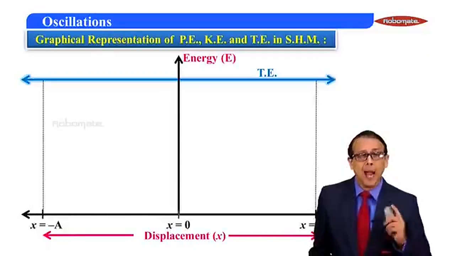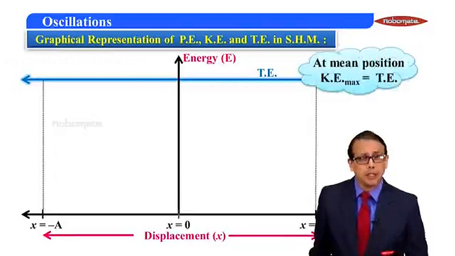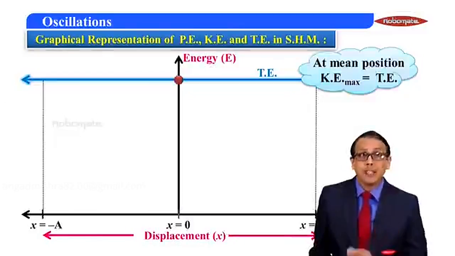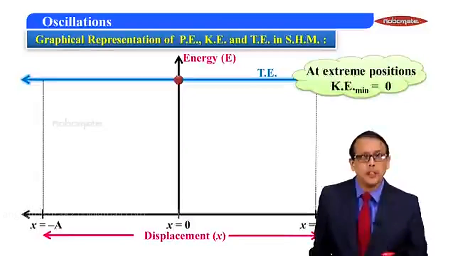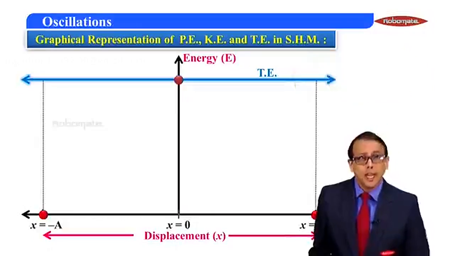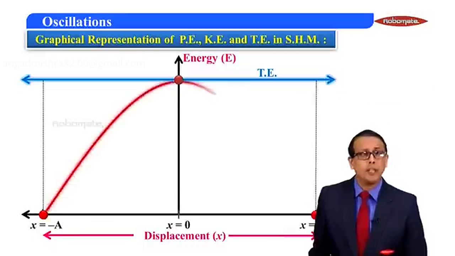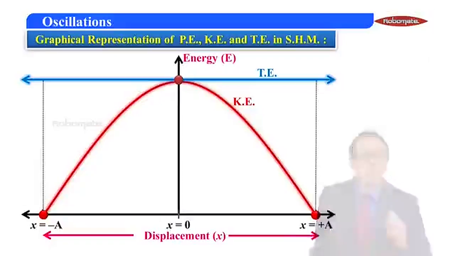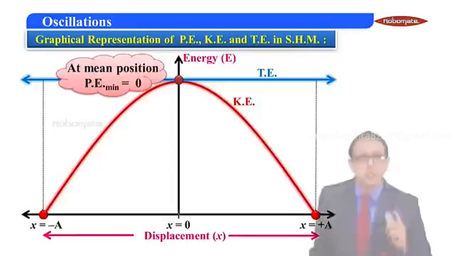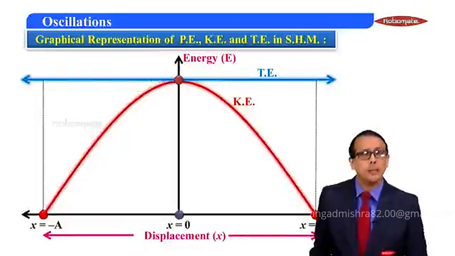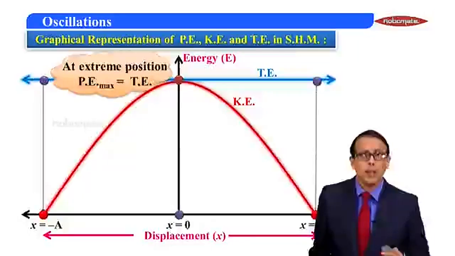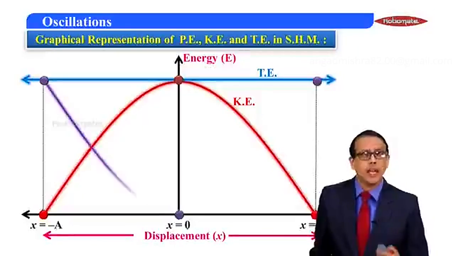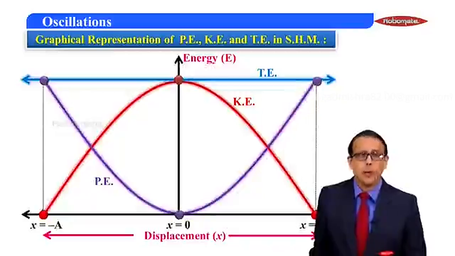Now, we know at mean position kinetic energy is maximum, which is equal to total energy. So let's plot down the point. Whereas at the extreme position, students, kinetic energy is 0. You can clearly say this. Let us join the points and we get a curve that is nothing but a parabola. So the graph of kinetic energy versus displacement is a parabola symmetric to y-axis. Now, we know at mean position potential energy is 0 and at extreme position it is maximum. Now, if I join the points again, students, it is again a parabola symmetric to y-axis.